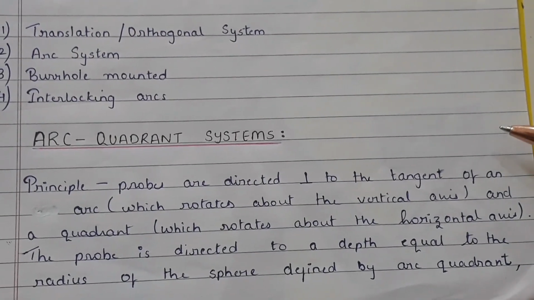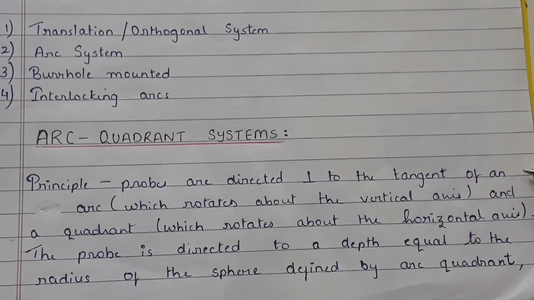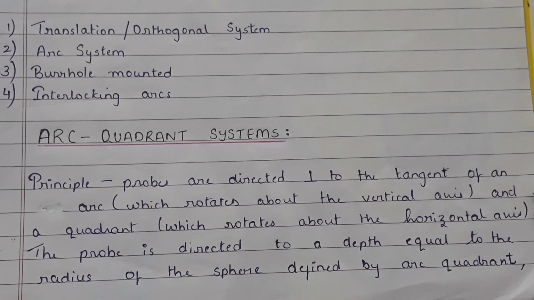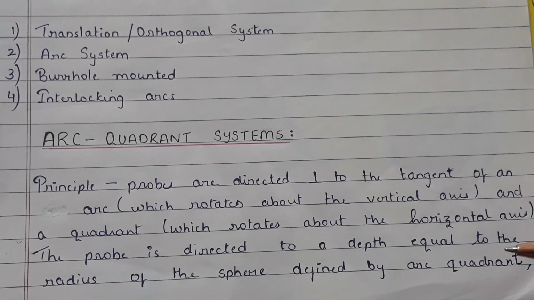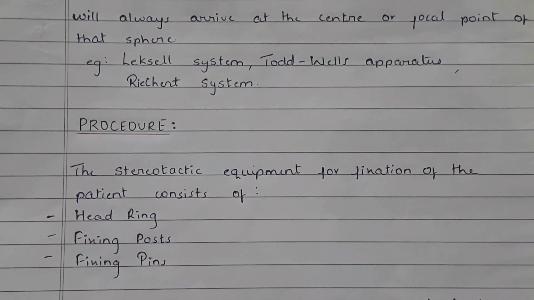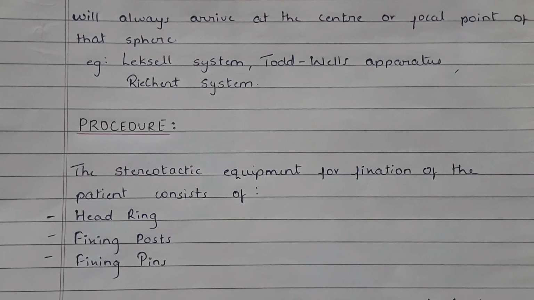Arc quadrant systems. The principle states that the probes are directed perpendicular to the tangent of an arc which rotates about the vertical axis and a quadrant which rotates about the horizontal axis. The probe is directed to a depth equal to the radius of the sphere defined by the arc quadrant and will always arrive at the center or the focal point of that sphere.